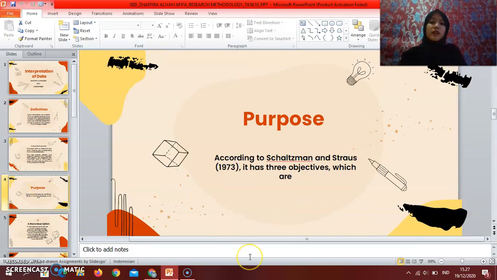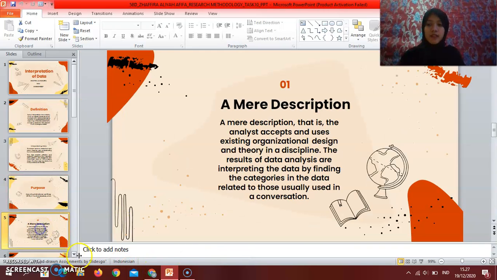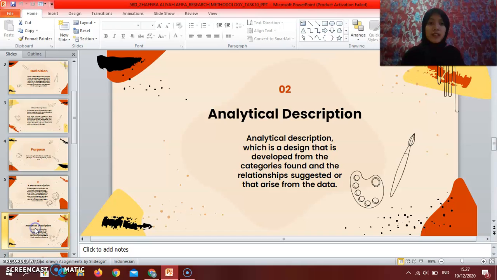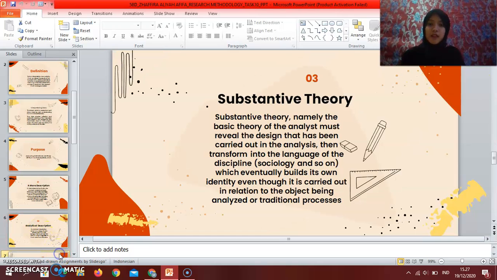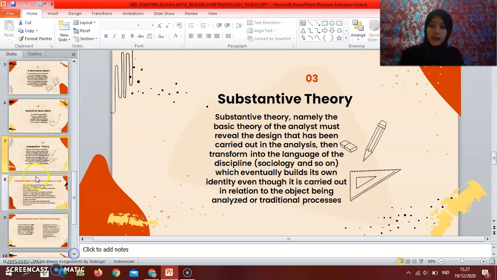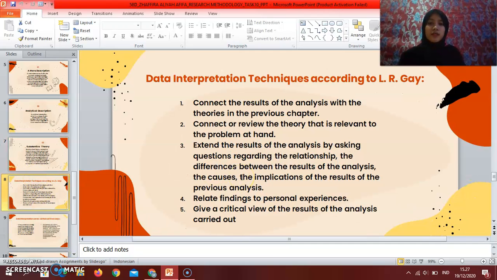And the purpose of data interpretation according to Skaldsman and Strauss, there are three objectives. First is a mere description. Second is analytical description. Third is substantive theory. And there are also data interpretation techniques. First is connect the results. Second is connect or review the theory. Third is extend the results. Fourth is relate findings to personal experience, and the last technique is give a critical view of the results.